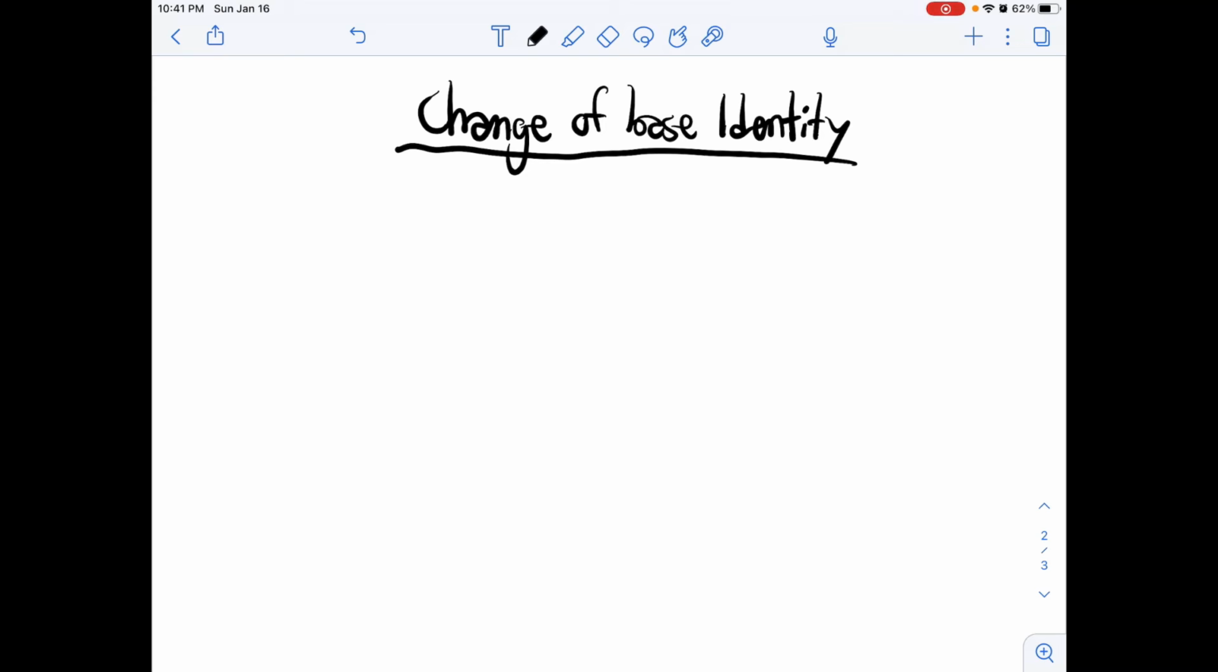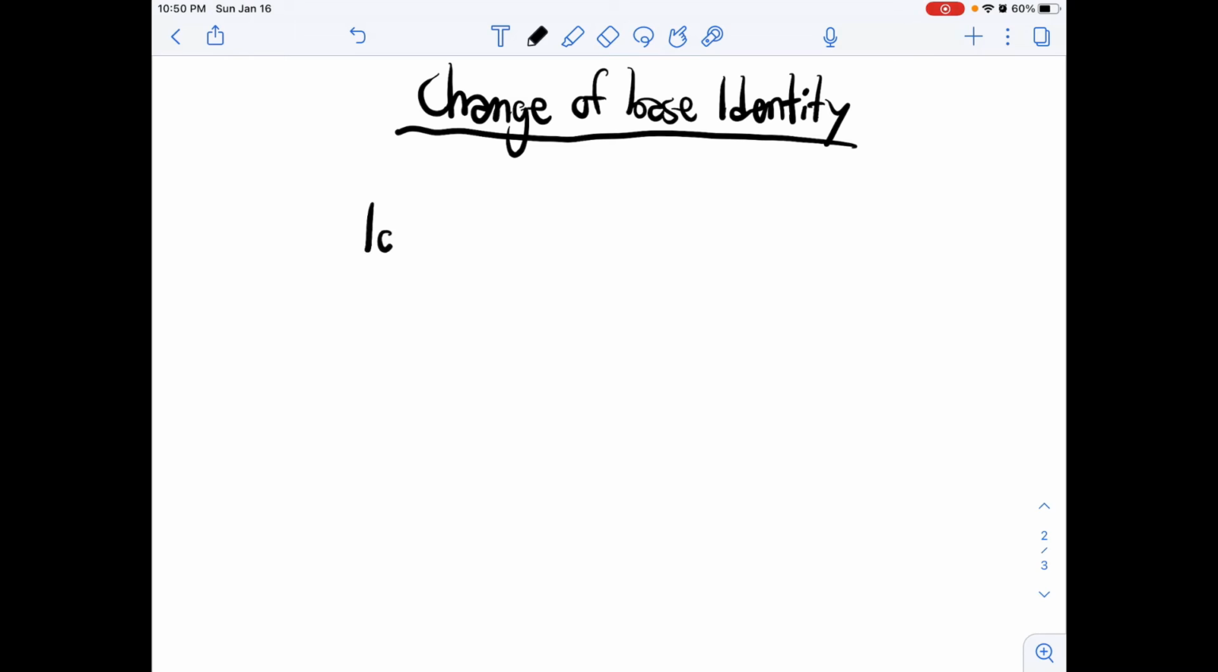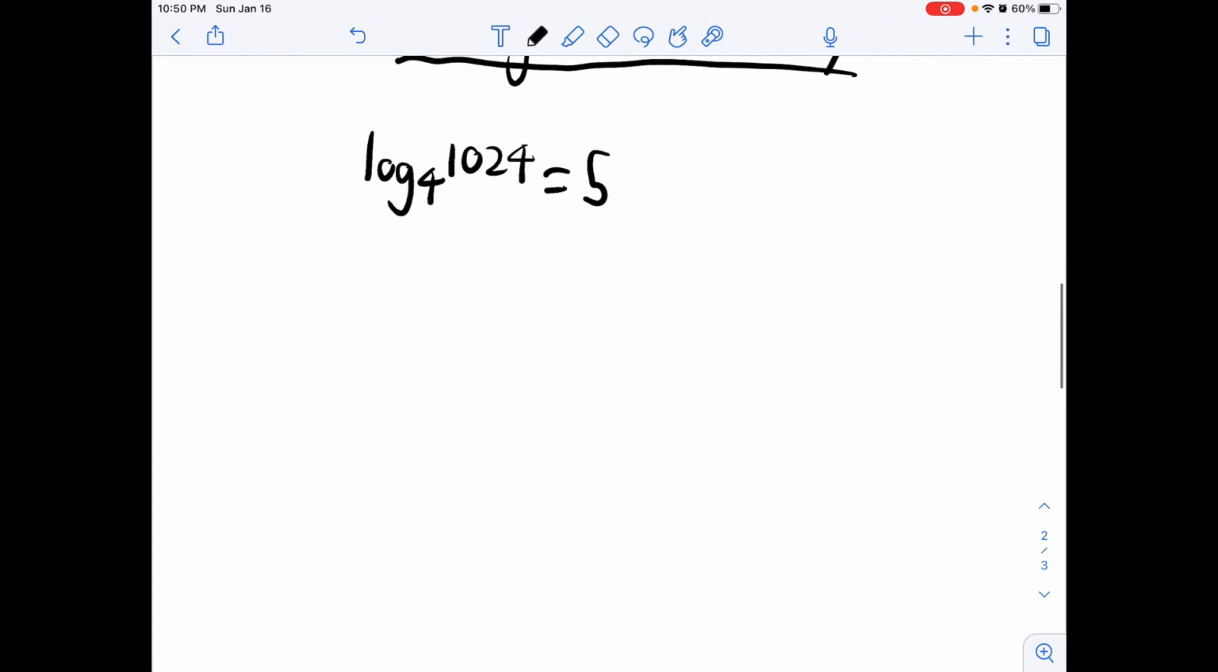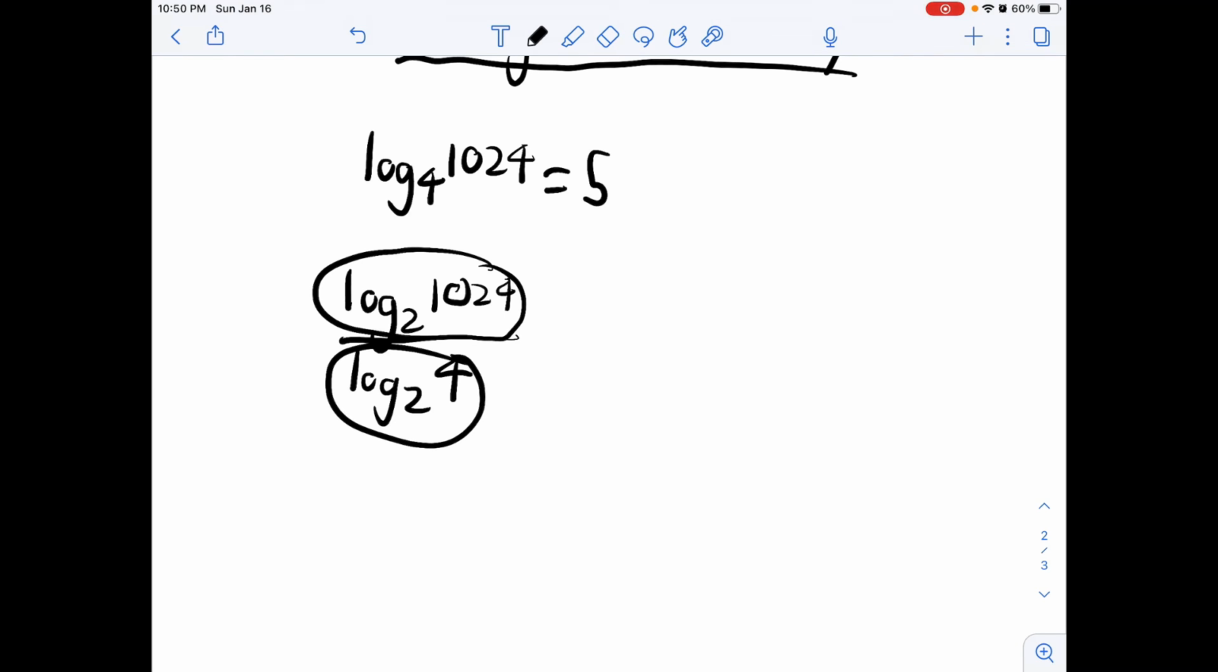And we're going to talk about one more thing here, which is called the change of base identity. So let's say we have to solve log base 4 of 1024. We can solve this by figuring out what number 4 must be raised to in order to get 1024, which in this case is 5. But now let's try something else here. Let's try doing log base 2 of 1024 over log base 2 of 4. And now we can solve each of these individually and then divide.